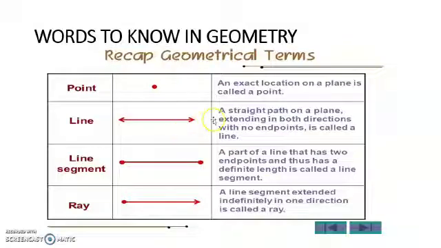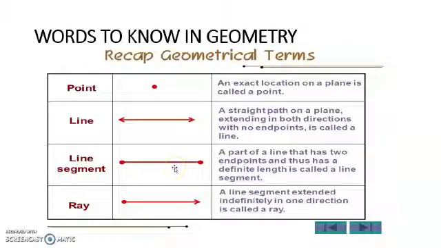So the definition of a line is a straight path on a plane extending in both directions with no endpoints. That means basically a simple line which can be extended either way, so it cannot be measured. Now if I want you to draw just a part of this line, of 5 centimeters, you will start from the point, keep the scale, measure it and end it at 5. So you can see this is a part of a line, and it has a starting point and an ending point, and you can measure it also.